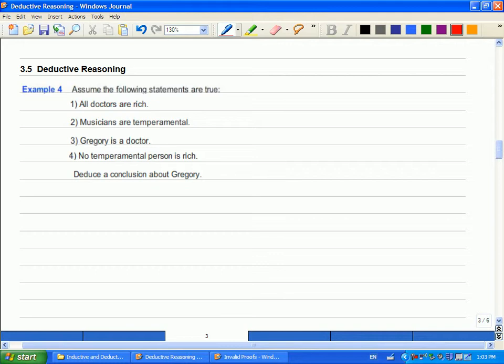Okay, I'll let you guys argue it for a minute, and then we'll see what you came up with. So what do you think about Gregory then? He's not temperamental. He's not a musician. And he's rich. You can come up with a pretty easy counterexample here, because no temperamental person is rich, but musicians are temperamental. That would mean that no musician is rich. There are plenty of rich musicians and plenty of poor musicians too, so there's a lot of counterexamples there.